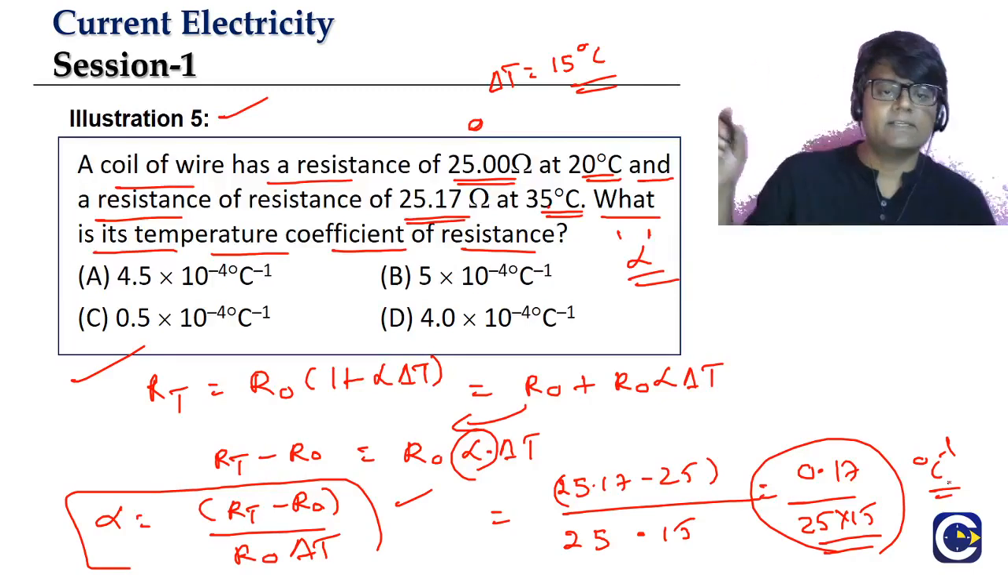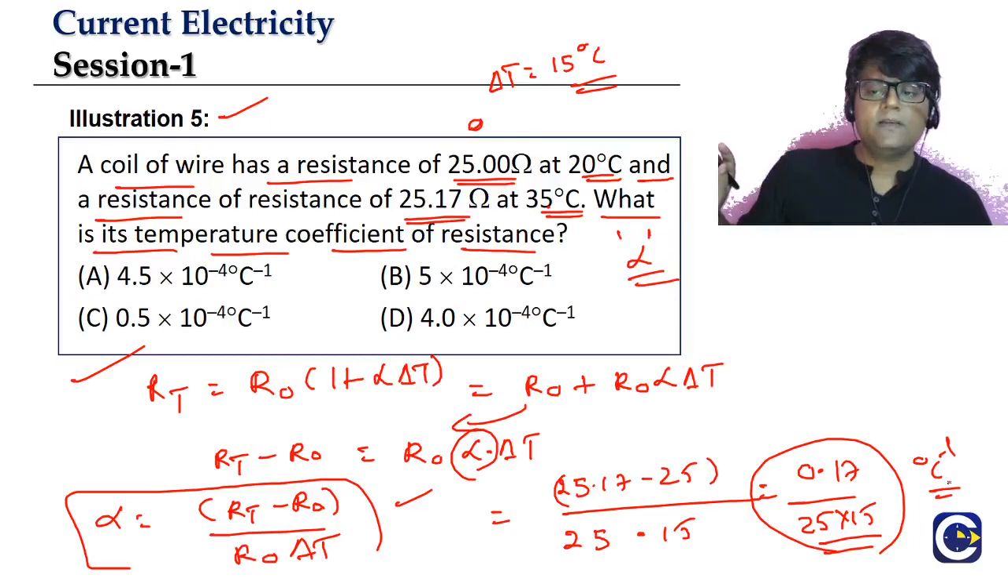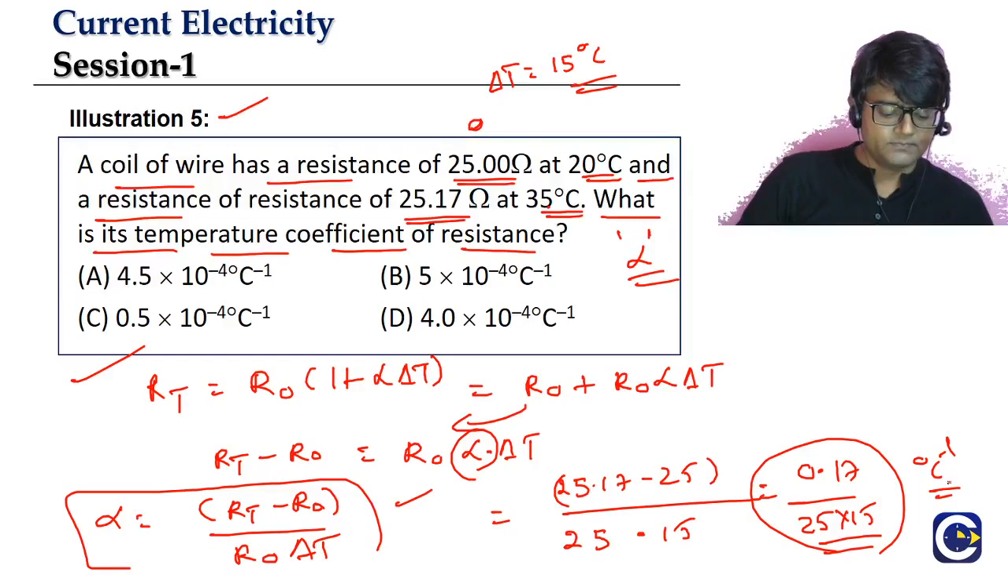Degree centigrade inverse. Anyone is able to get the answer for this, guys, approximately? What is the answer for this? We have to just do this math. 0.17 by 25 into 15. Check it, guys. What will be the approximate answer for this? Yes, anyone was able to get the answer?